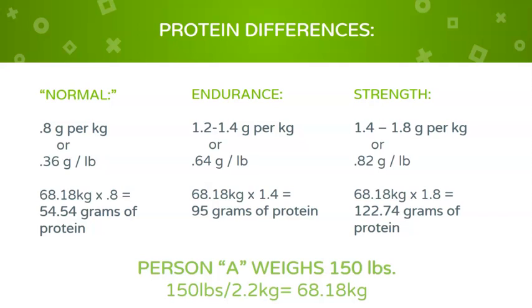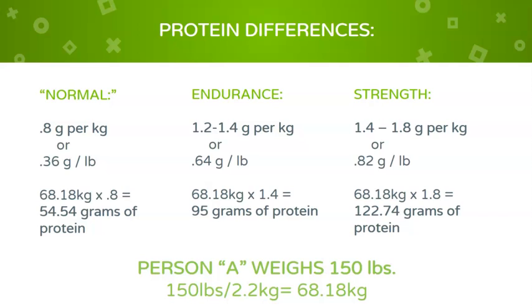0.8, are you a little bit in between normal and working on endurance? Maybe you go 0.9 or 1.0. Are you endurance? Are you strength? Choose how many grams of protein per kilogram of weight you think that you should consume per day, and go ahead and figure out your recommended daily allowance of protein.